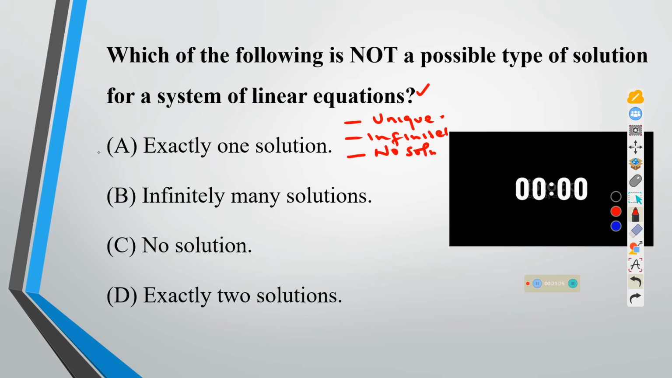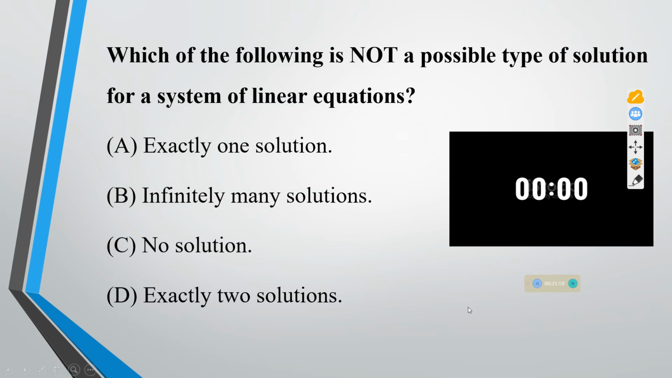So exactly one solution means it is a unique solution, it is right. Infinitely many solutions and no solution. So exactly 2 solutions, we don't have this type of solution. So which of the following is not a possible type? So our answer will be D, because this is not a possible type of the solution, and that will be answered. So we look at the next question.